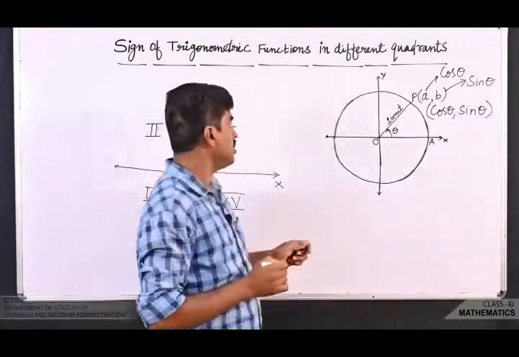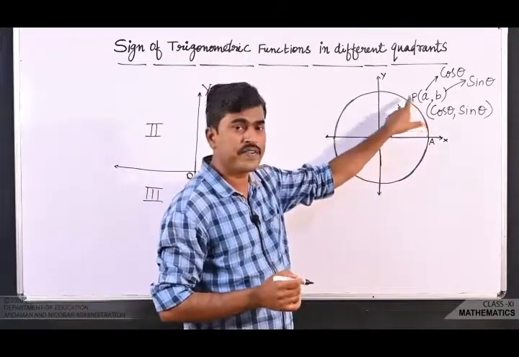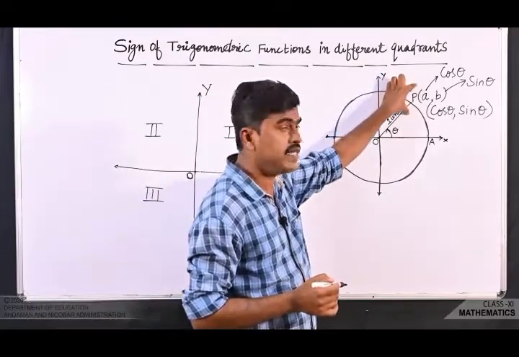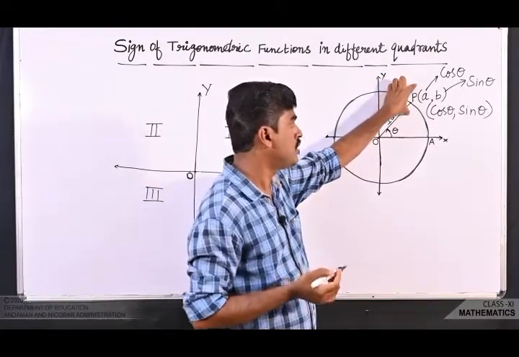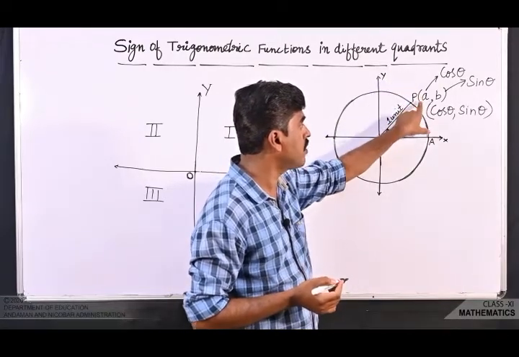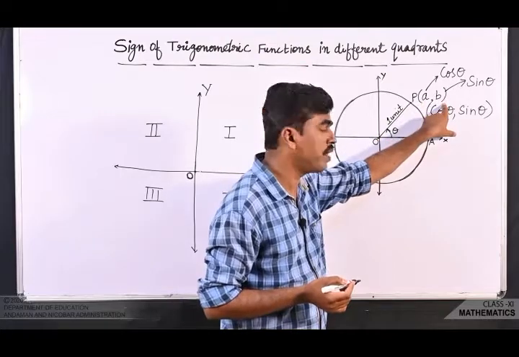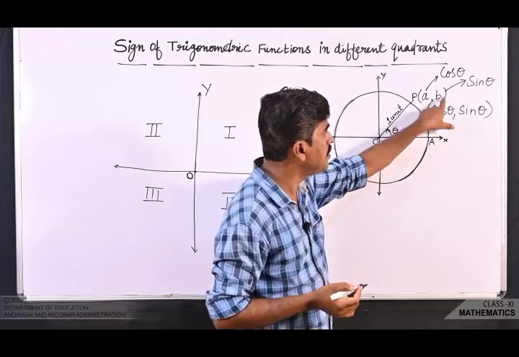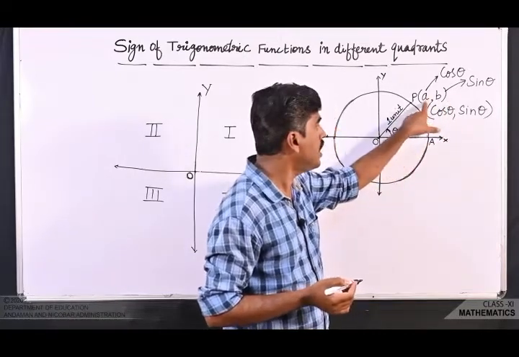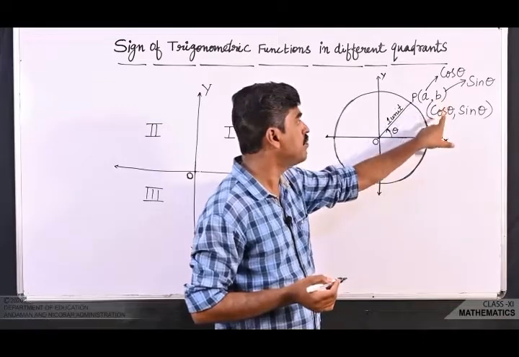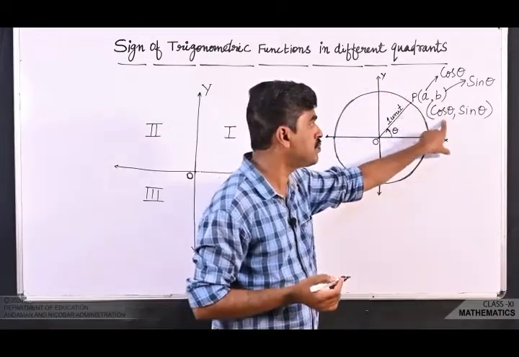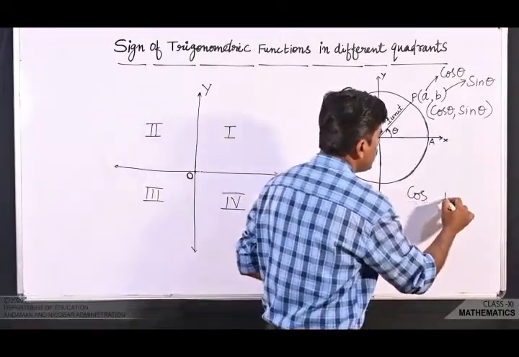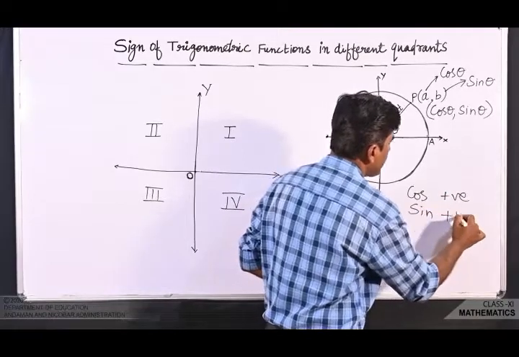Okay. So if this point is in the first quadrant, look at this, this is the first quadrant, so here the point P is in the first quadrant. We know that in the first quadrant both the coordinates of the point P are positive. Here A is cos theta and B is sin theta. So A is positive, B is also positive. That means in the first quadrant cos theta is positive, and sin theta is also positive.